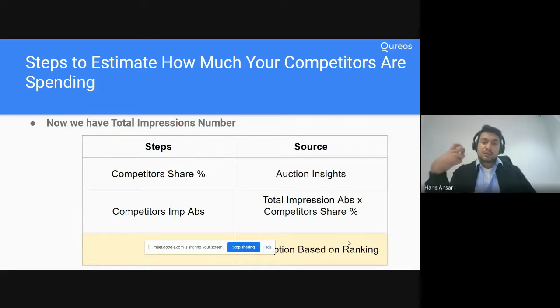You will have to take an educated assumption of CTR, and you can do that because you know your CTR and you know the ranking of your competitors as well. If your competitors are ranking similar to you, you can take exactly the CTR you are getting. If they are getting better ranking than you, take a higher CTR. If they are ranking lower than you, take a lower CTR. That's how you can assume what CTR your competitors will be getting.